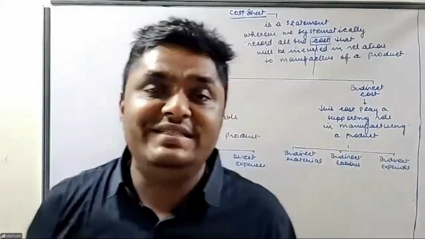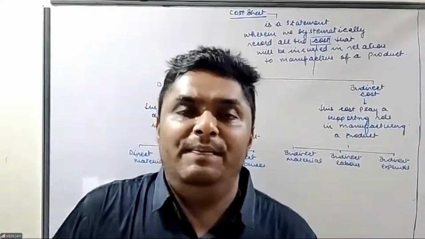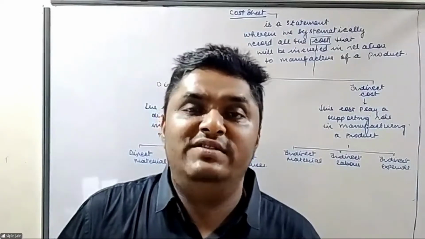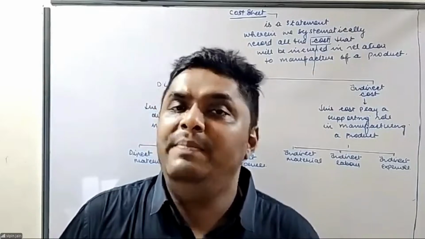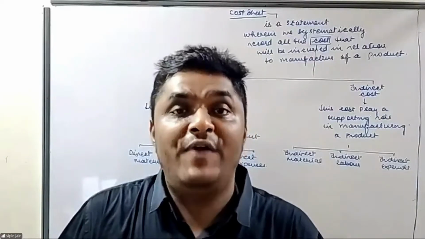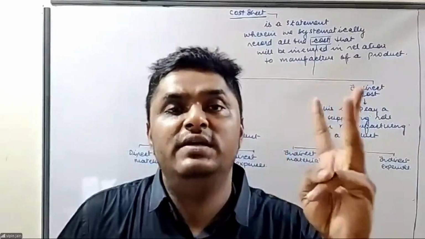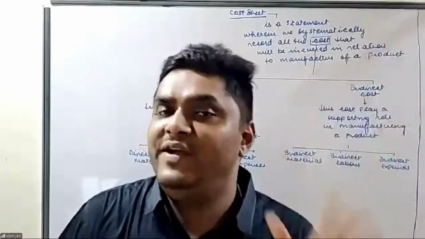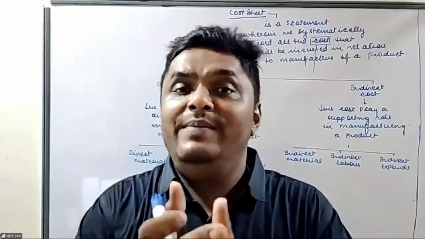Let me discuss these terms with the help of a few examples. Let's say I'm the manufacturer of shirts. Now my shirt is made up of what? Fabric, buttons, and thread. These are the three major raw materials in manufacturing a shirt. That is fabric, thread, and button.